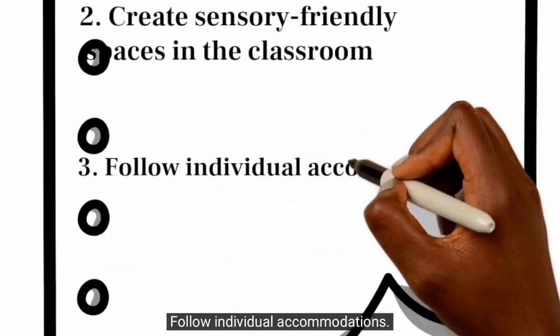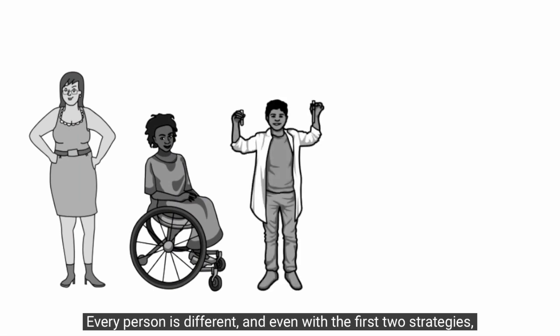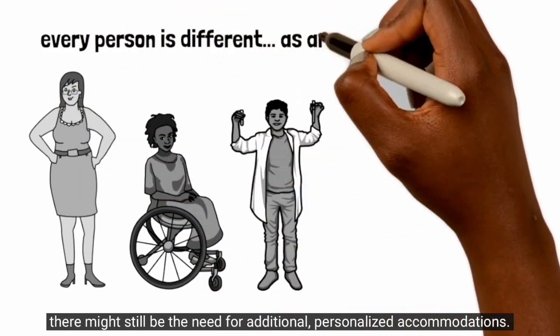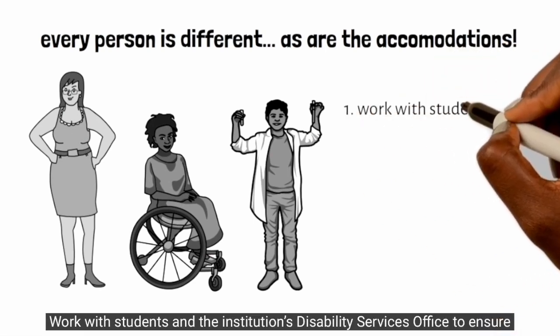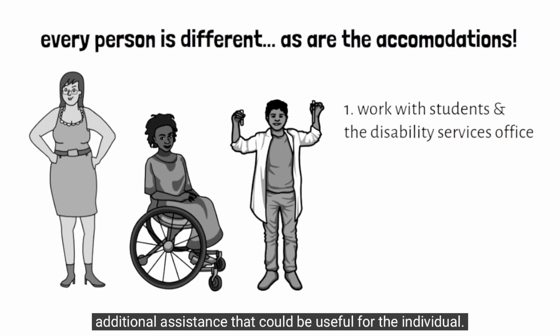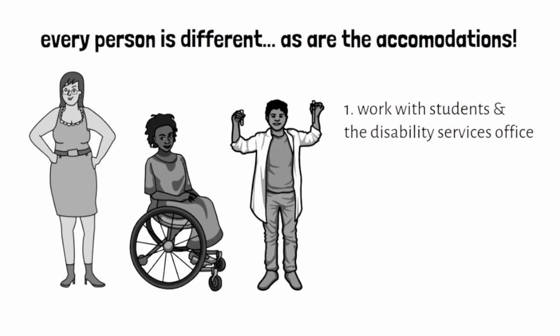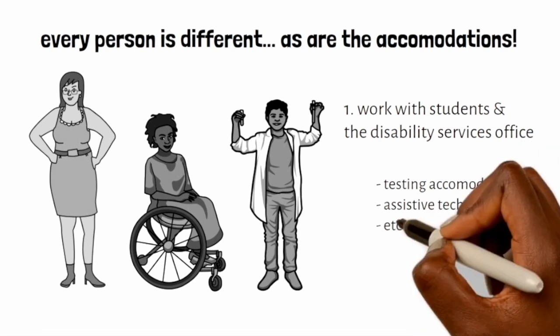Follow individual accommodations. Every person is different, and even with the first 2 strategies, there might still be the need for additional personalized accommodations. Work with students and the institution's Disability Service Office to ensure additional assistance that could be useful for the individual. This could include testing accommodations, assistive technology, and more.